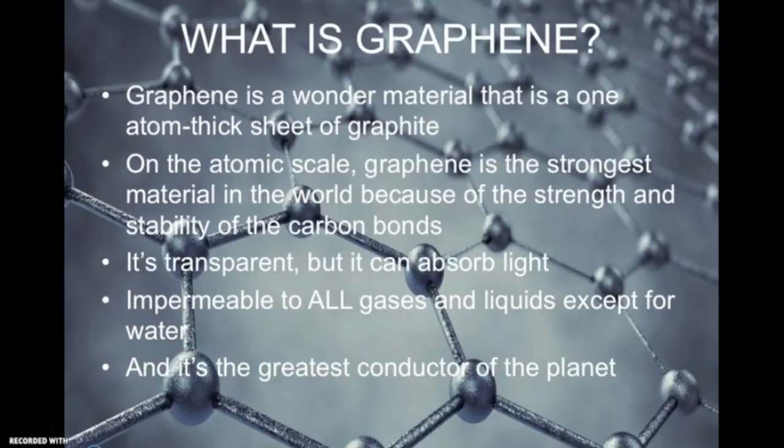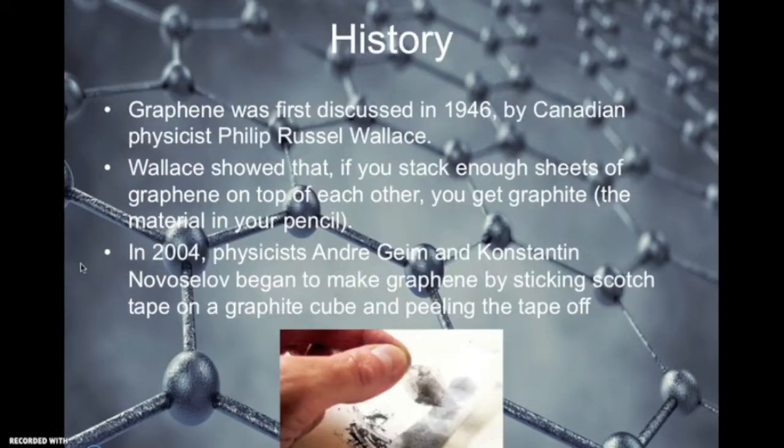But what is graphene? It's a wonder material that is a sheet of graphite only 1 atom thick, and on the atomic scale, it's the strongest material in the world because of the strength and stability of the carbon bonds. It's transparent, but it can absorb light. It's also impermeable to all gases and liquids except for water, and it is the greatest conductor of heat and electricity on the planet. Graphene was first discussed in 1946 by Canadian physicist Philip Russell Wallace.